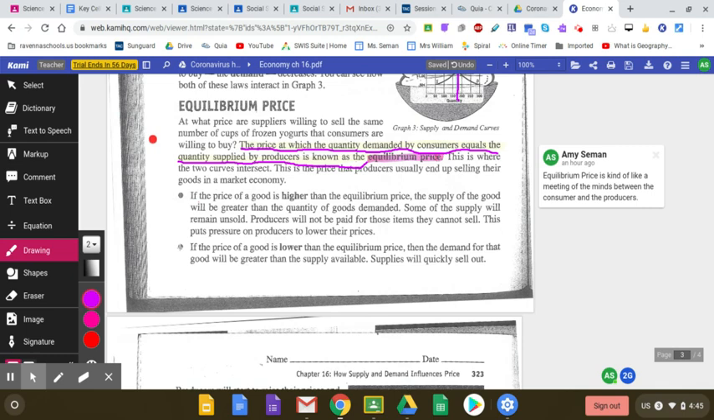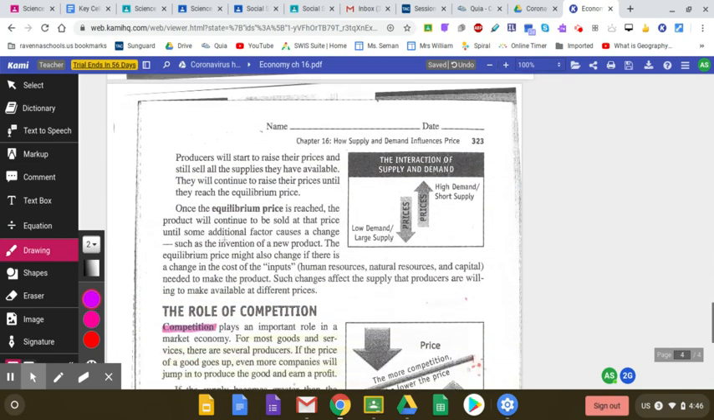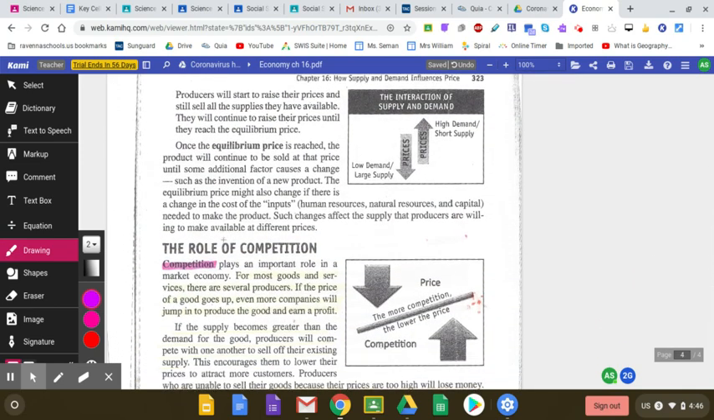At this bullet right here, if the price of the good is lower than the equilibrium price, then the demand for that good will be greater than the supply available, and the supplies will quickly sell out. Producers will start to raise their prices and still sell all the supplies they have available. They will continue to raise their prices until they reach the equilibrium price. Once the equilibrium price is reached, the product will continue to be sold at that price until some additional factor causes a change, such as an invention of a new product.